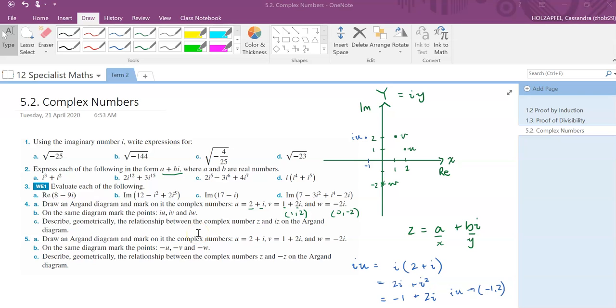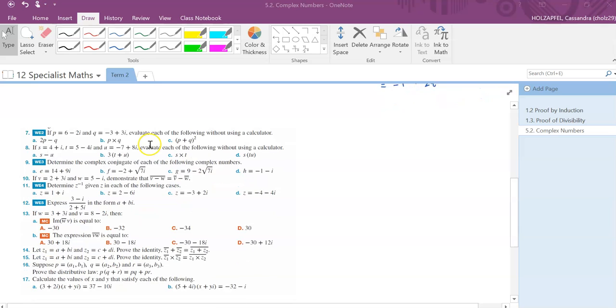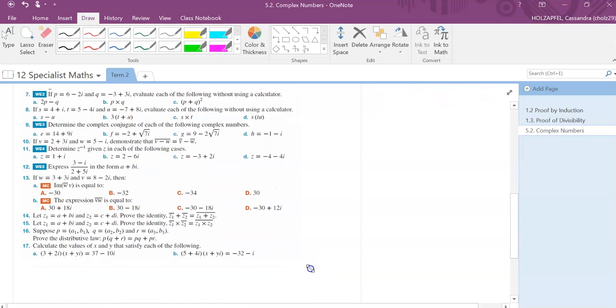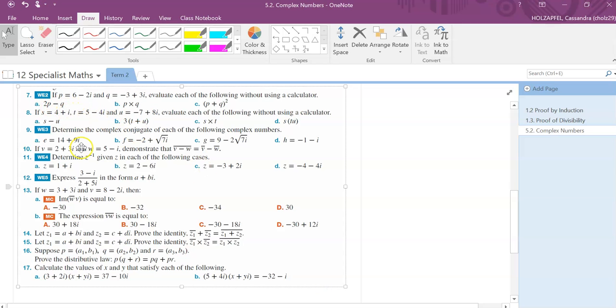Hey guys, we just had a look at a basic review of what complex numbers actually are, and I've just done some worked examples here from your textbook. So we're going to go ahead now and have a go at some algebra with the complex numbers. So here I've got a question.